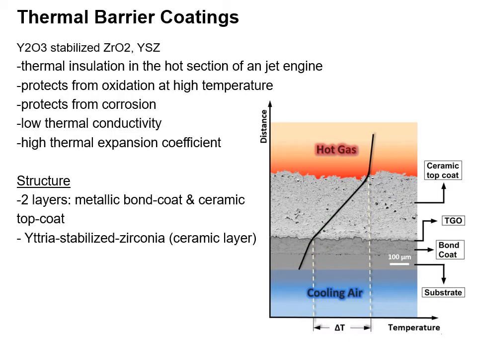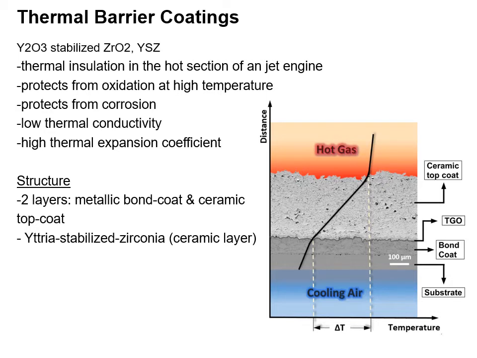A quick one. This is a description of thermal barrier coatings. I think many of you know what a thermal barrier coating is, but just to go over it. The most commercially used is the yttria stabilized zirconia, which is a thermal insulation that is applied on parts that go into the hot section of the engine. It protects from oxidation at high temperatures. It does protect as well from corrosion.